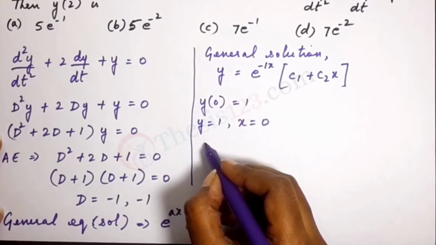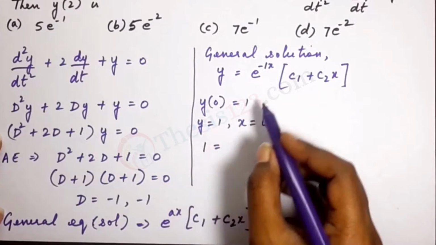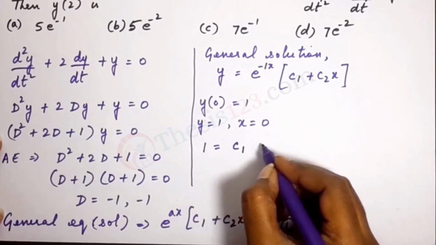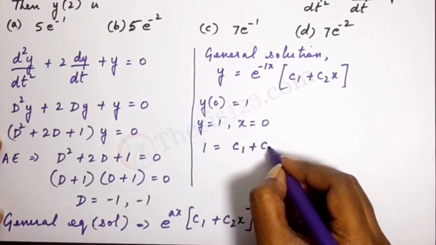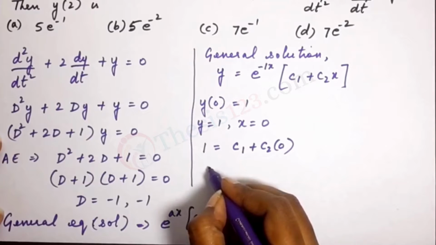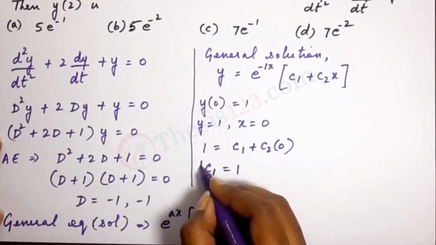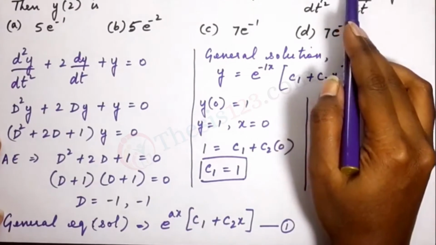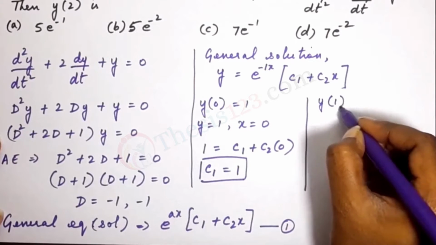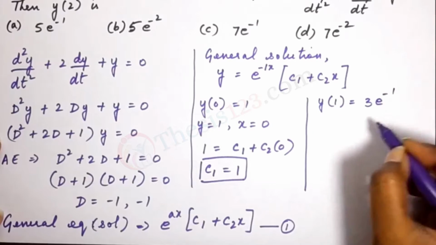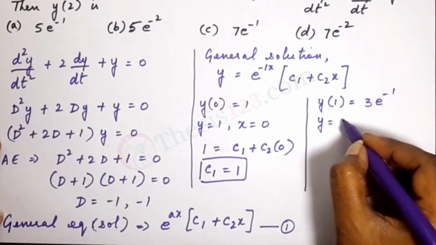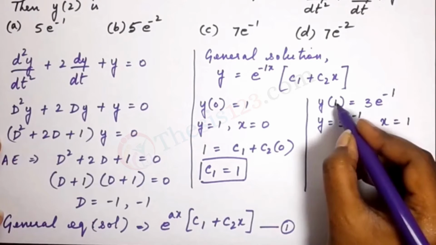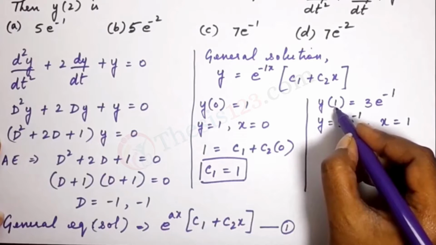So that would be 1 is equal to e power minus 1 times 0, which is e power 0, which is again 1, and we get c1 plus c2 times 0. So here we directly get the value of c1. c1 equals 1. Then next let's take the second condition given to us. y of 1 is equal to 3e power minus 1. So this says that y is equal to 3e power minus 1 and x equals 1, the value that is there within the brackets here.